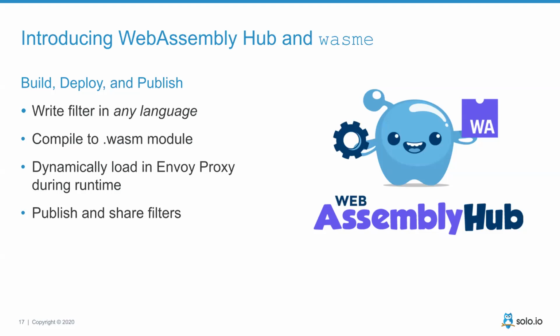We're calling this the WebAssembly Hub. The WebAssembly Hub is where we can push these modules, evaluate them, audit them, and discover them, and pull them down and use them, and share them with others in our organization or publicly outside of our organization. So WebAssembly Hub and the accompanying CLI, WASME, facilitates this and simplifies this.